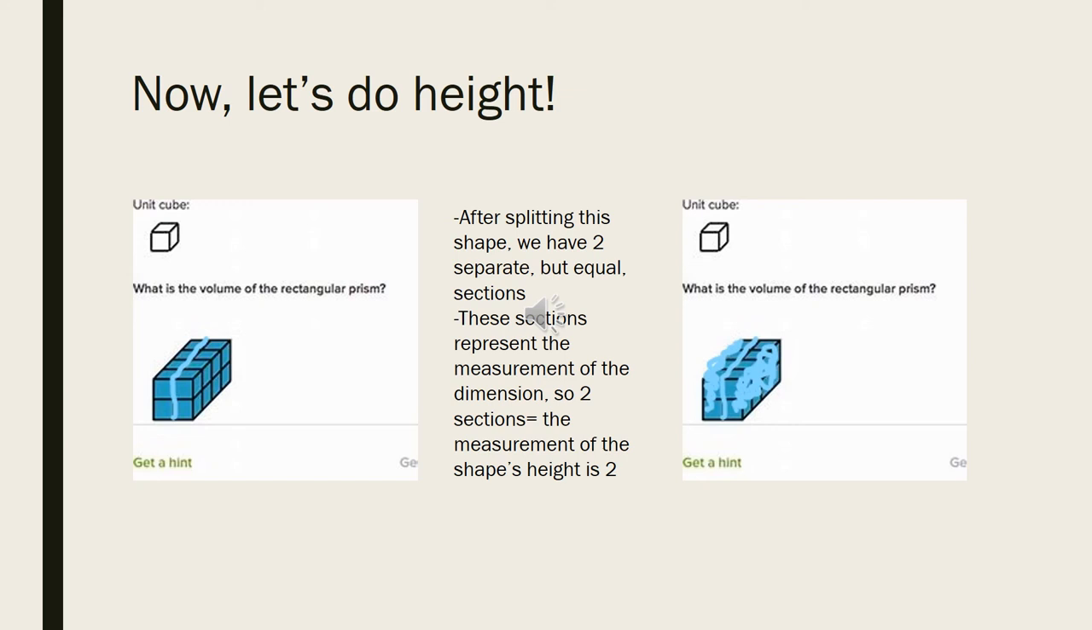So again, I try to create a straight line. This one looks a little bit better, still not perfect, but we will take what we have. And again, my shading for the picture on the right isn't as great as it could have been, but we will take it. So because we've separated our 2 sections, we can count them: 1, 2. That means if we're using the same rule that we just applied to finding our length, the measurement for the shape's height would also be 2.